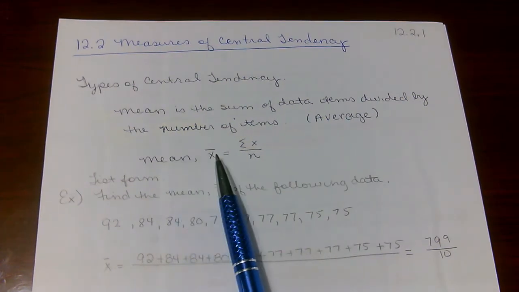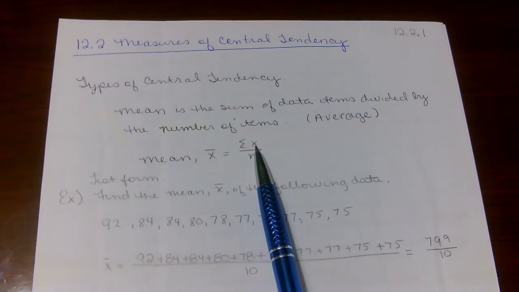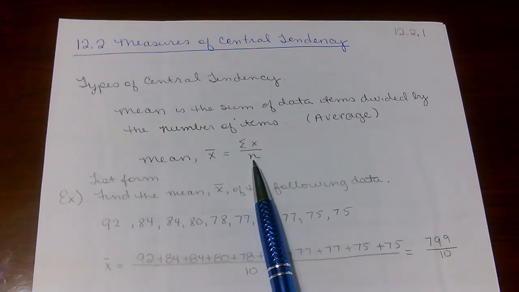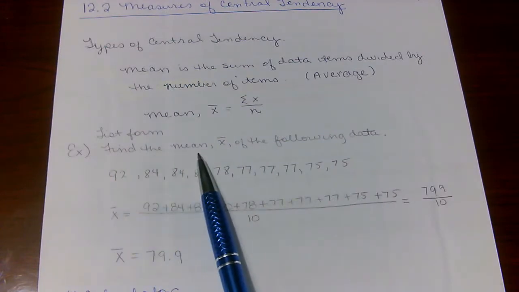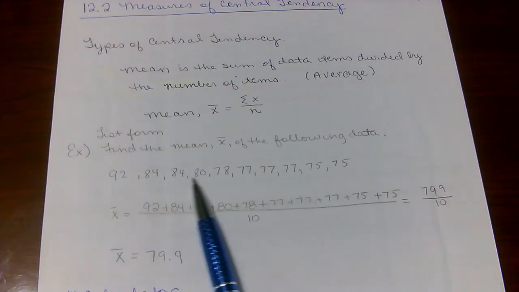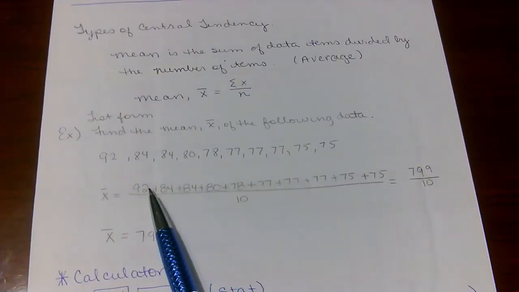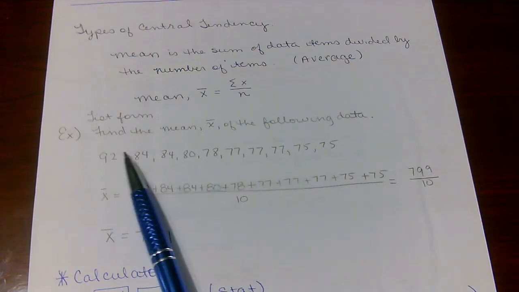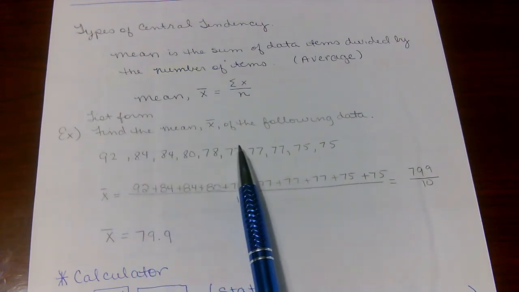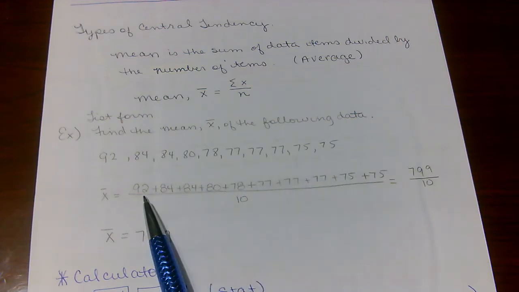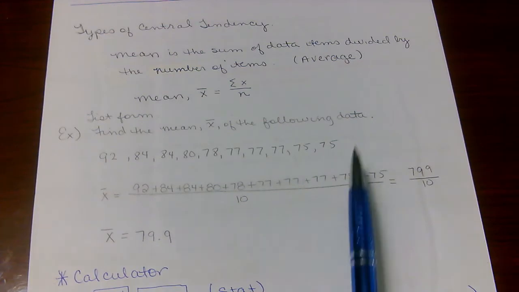This is represented by the symbol X bar is equal to the summation of all your values, x's, divided by the number of values you have. In this example, we are going to find the mean, which is X bar, of the following data. Here you have all of them. All we're going to do is add them all up and then divide it by the number. We have 1, 2, 3, 4, 5, 6, 7, 8, 9, 10. So we divide it by 10. The rest of it needs just to go into the calculator.